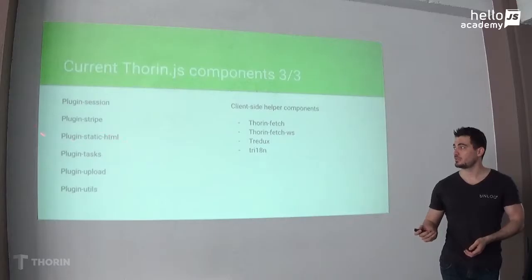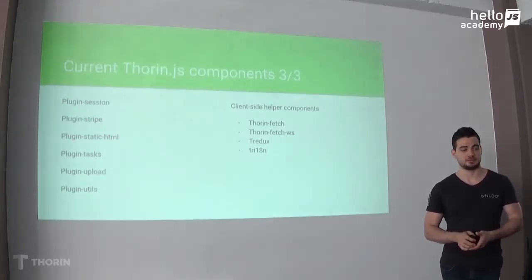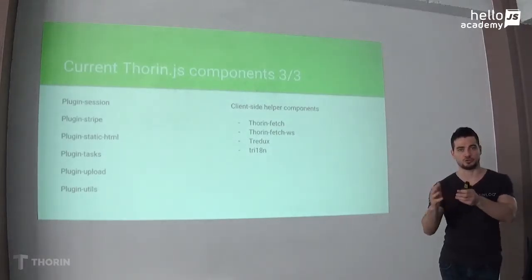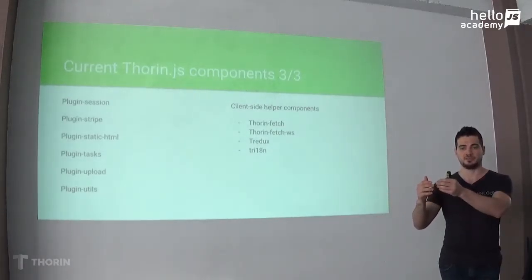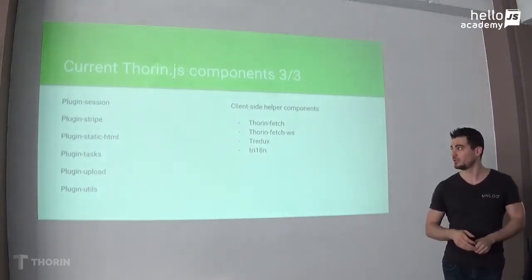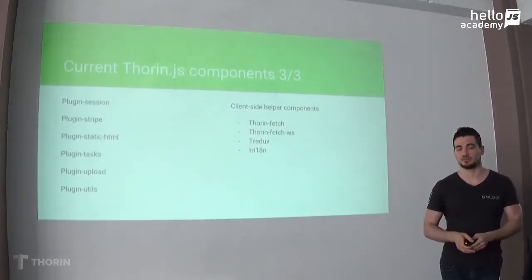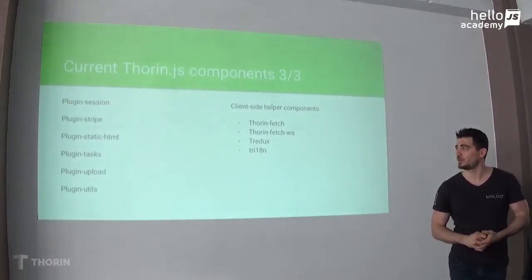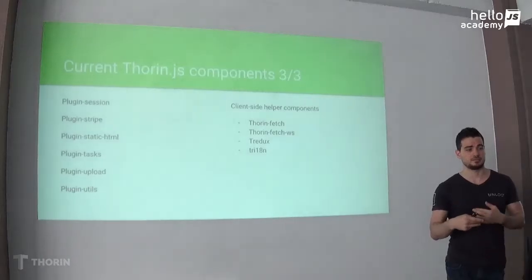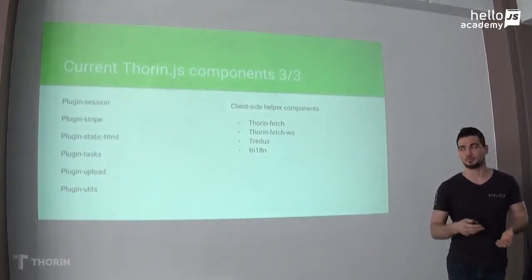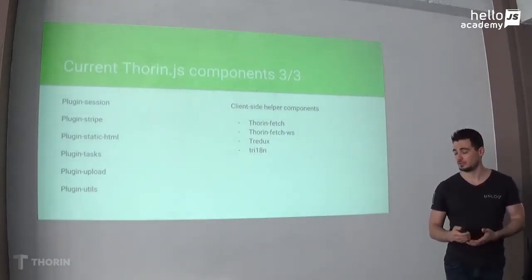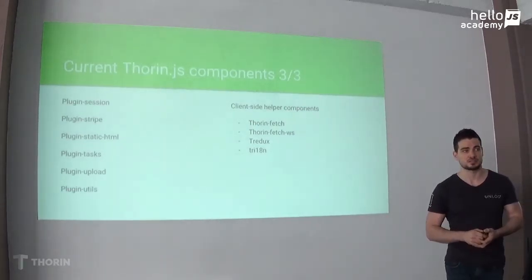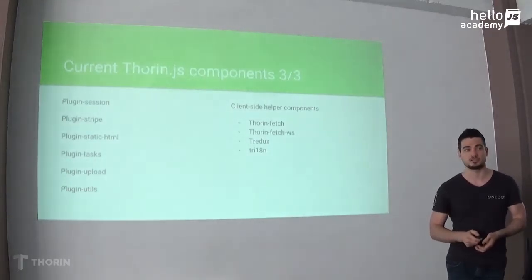Next you have the static HTML generator. This is a plugin that essentially performs a GET request for all your actions, and if your actions are returning HTML, it will just store that HTML into a file. Next you have the tasks plugin, where you can actually create tasks that get executed once every couple of minutes or days or whatnot. Finally you have the upload plugin that makes uploading files in your application easy.